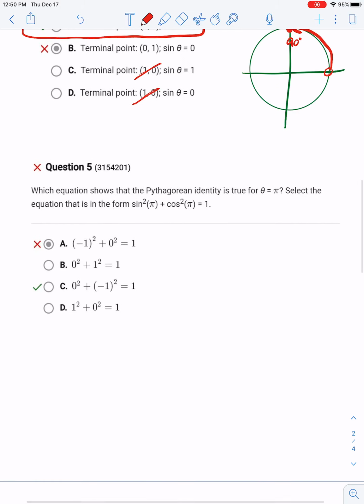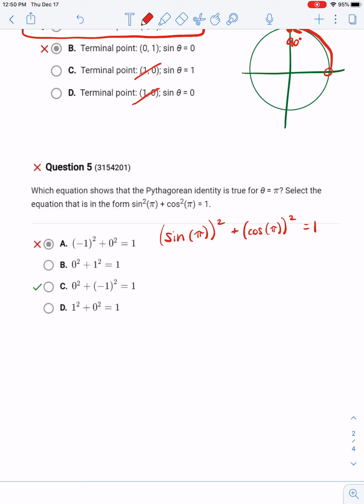Okay, question 5. Which equation shows the Pythagorean identity is true for theta equals pi? Okay, so I'll show you what that is in a second. Select the equation that is in the form sine squared pi plus cosine squared pi equals 1. Now, I'm going to rewrite that equation there. That's really saying the sine of pi, the whole function squared, plus the cosine of pi, the whole function squared, is equal to 1, which is true. That's one of our Pythagorean identities. Or that is the Pythagorean identity, I guess.